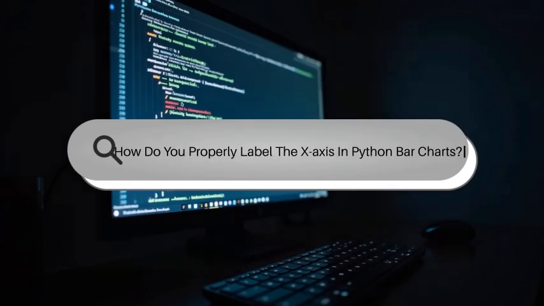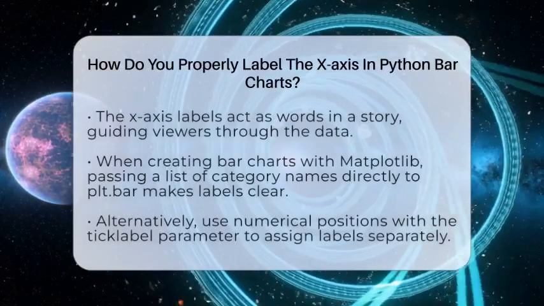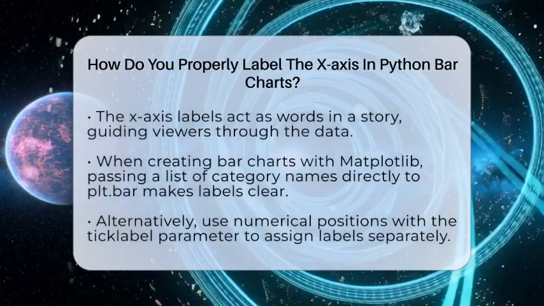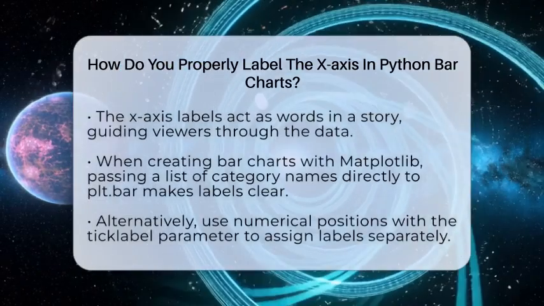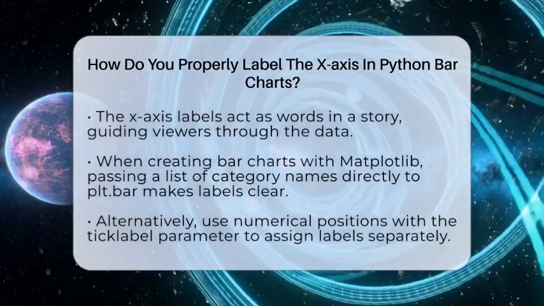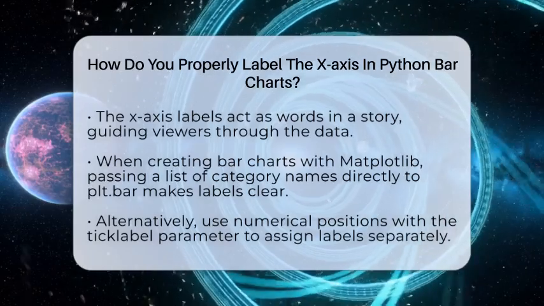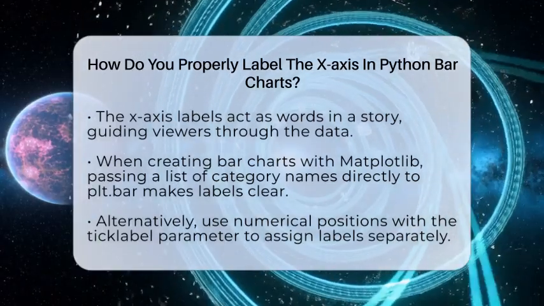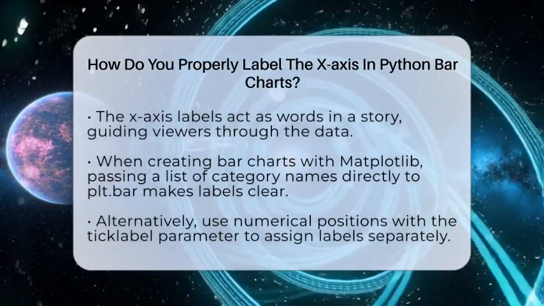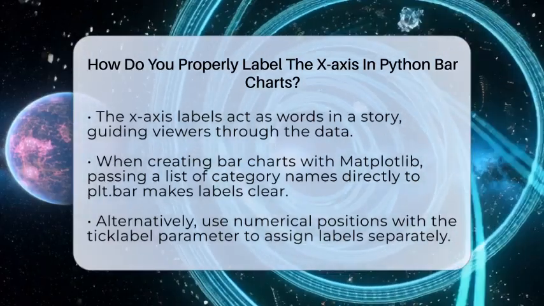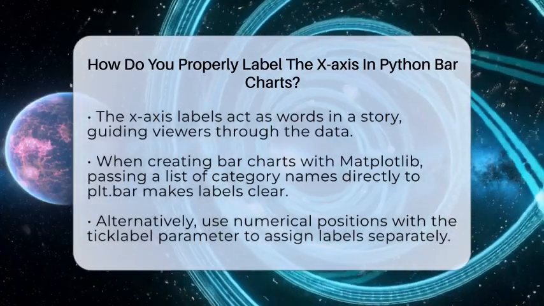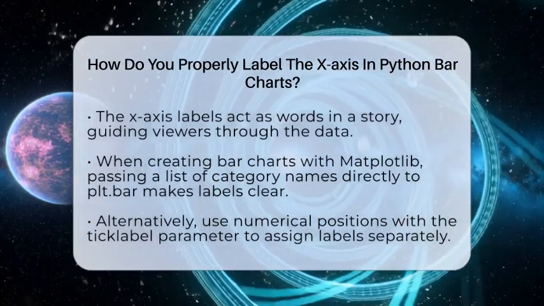How do you properly label the x-axis in Python bar charts? Imagine you're trying to tell a story with your data. The labels on the x-axis are like the words in that story, guiding your viewers through what each bar represents. When creating bar charts in Python, especially using the Matplotlib library, labeling the x-axis correctly makes your chart clear and easy to understand. So, how do you do it properly? Let's walk through the steps together.